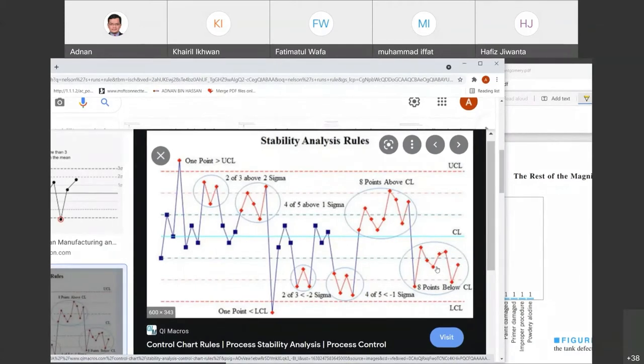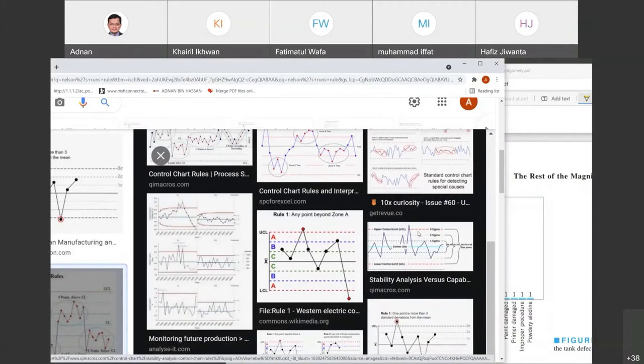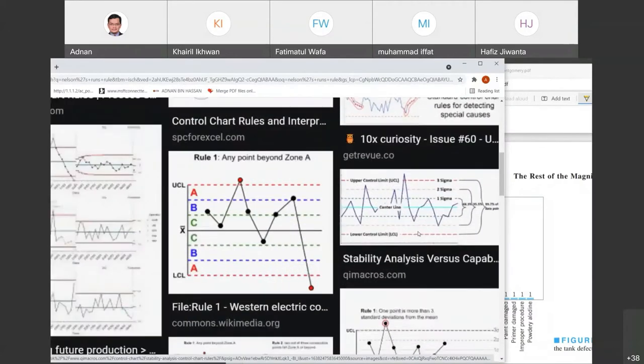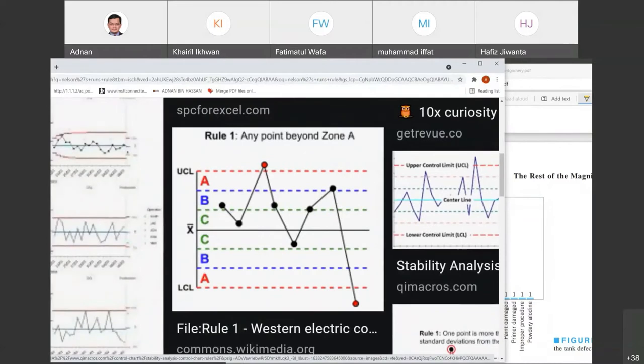Some diagrams are divided by A, B, C, but in this case they divide by 1 sigma, 2 sigma, 3 sigma. So A, B, C is just labeling. This is the one that labels using A, B, C. Instead of labeling this as 3 sigma, they say this is zone A, this is zone B, this is zone C. Zone C, zone B, zone A. This is how we can use the runs rule, how patterns can be used to recognize an unstable process within the control limits. Is it okay?